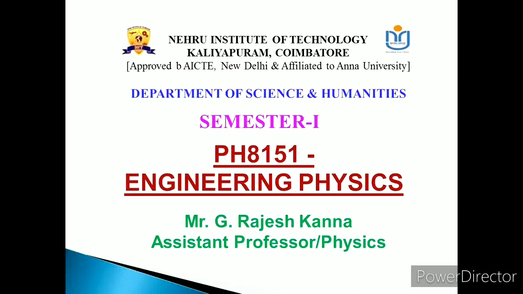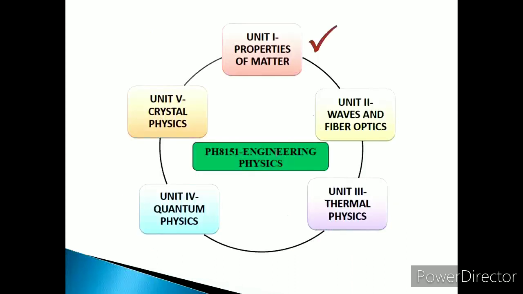This semester, Engineering Physics is one of the papers. The Engineering Physics contains 5 units. Unit 1, Properties of Matter; Unit 2, Waves and Fiber Optics; Unit 3, Thermal Physics; Unit 4, Quantum Physics; and Unit 5, Crystal Physics. In our first session, we are going to discuss Unit number 1, Properties of Matter. Let me enter into the session.